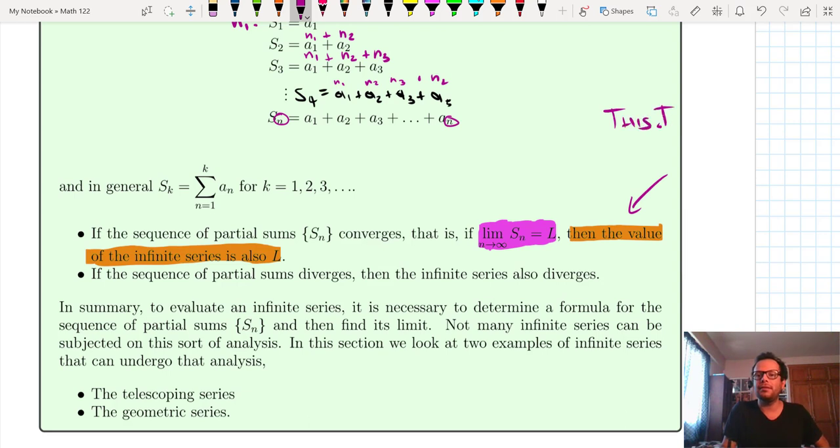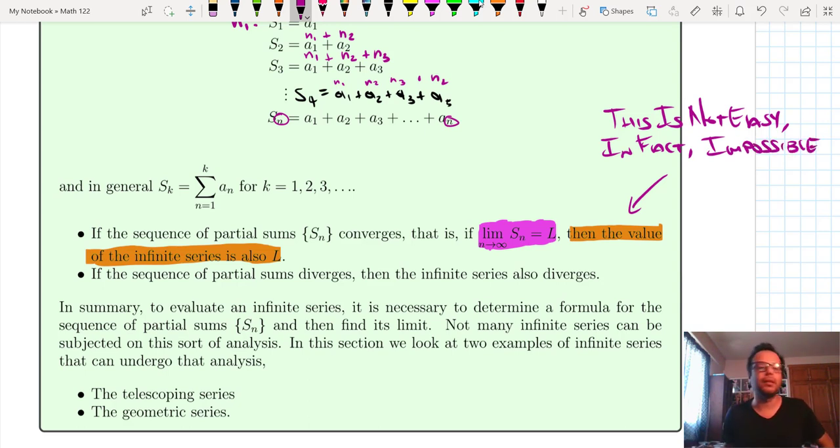Okay, and the most important point here for this chapter is that this is not easy. In fact, it could be impossible with all we know about math, right? So it could be impossible. So that's why later on we will just care about whether a series converges or diverges.